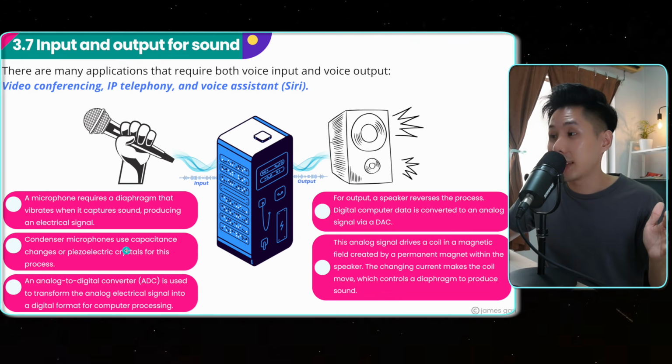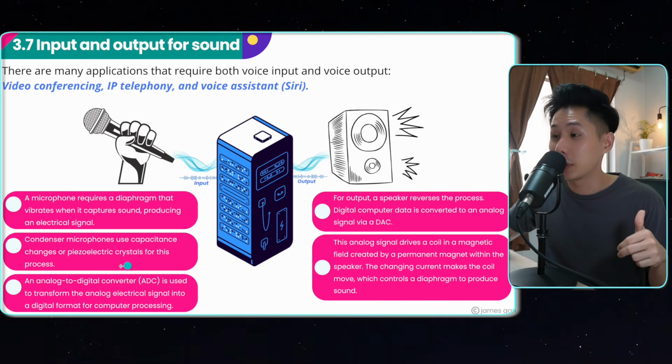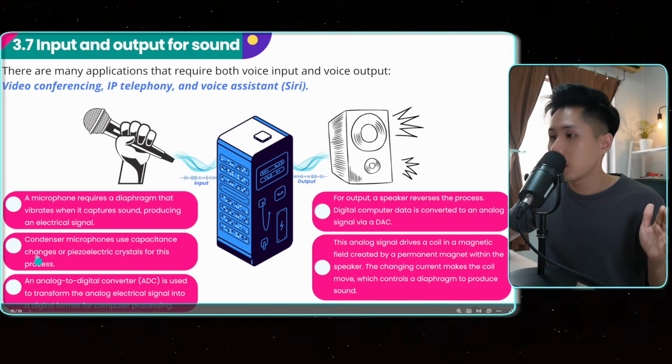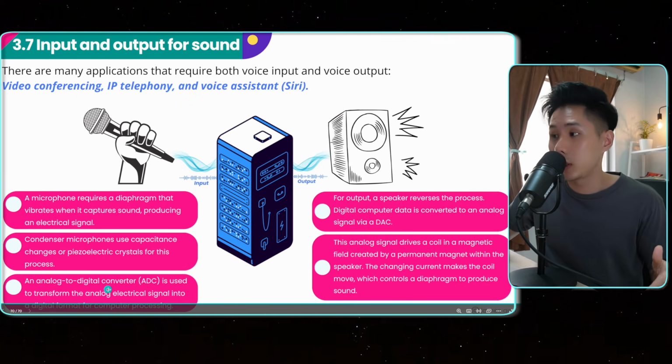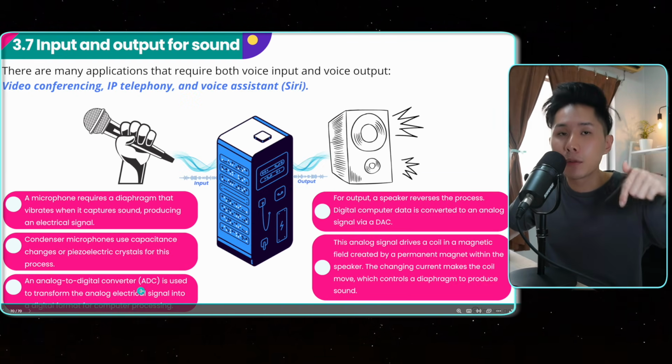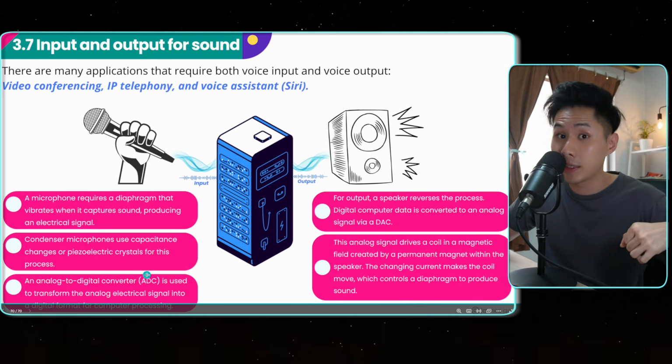A condenser microphone, second point, uses capacitance change or a piezoelectric crystal for this process. Again, very much like the scanner here, an analog to digital converter is needed, meaning to convert the frequency and amplitude of the sound it records into binary for the computer to understand.